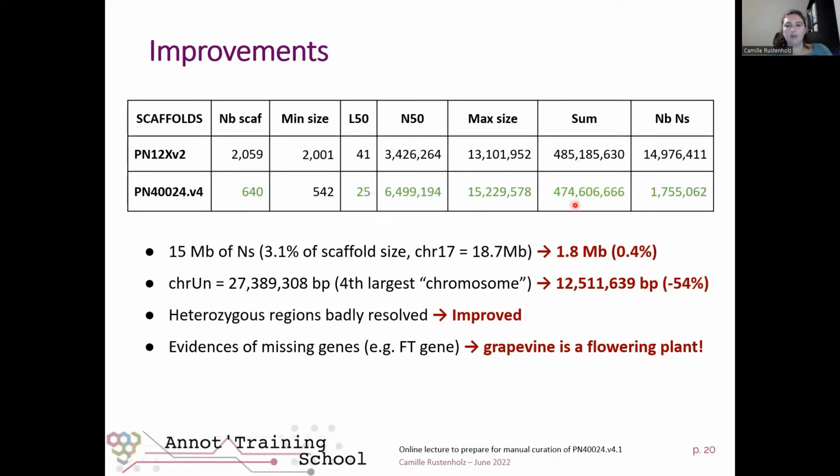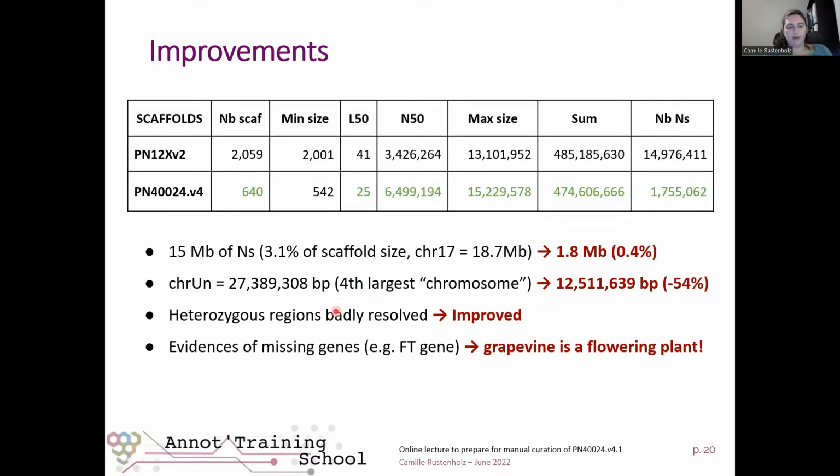And what's also noticeable is that we greatly decreased the number of N's, so unresolved sequence, which were about 15 megabase in the previous scaffolds, and now it's only 1.8 megabase with the new scaffolds.